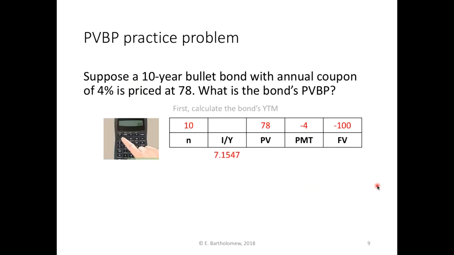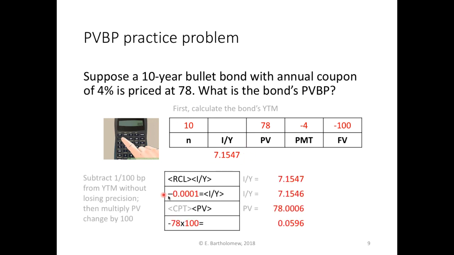Okay, so what you would have done is put in the new values because we got a new bond. So the maturity is still 10. The price now is 78, so that goes in the PV register. Future value is still going to be minus 100, but the coupon is 4%, so that's why we put the -4 there. And we would have gotten this 7.1547. Again, that's rounded to 4 decimal places. So we subtract our 1/100th of a basis point, and you'll see we get the difference right here.